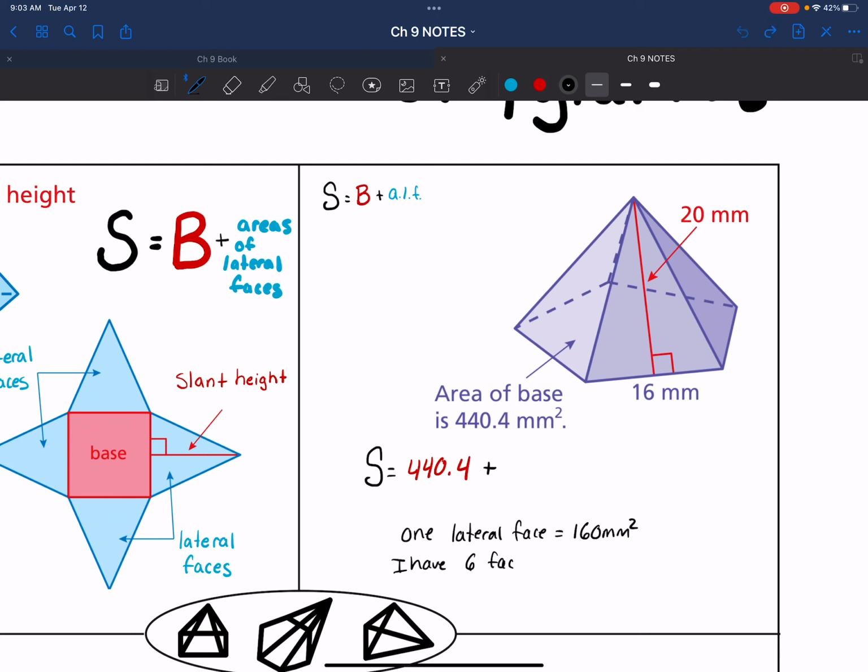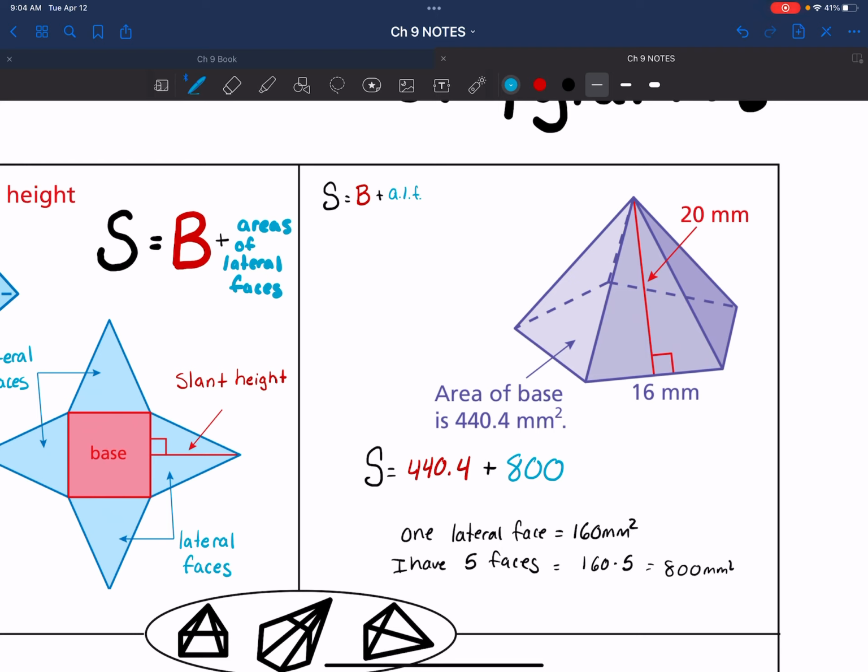I have 6 faces. Remember, or sorry, 5 faces. I've got the one right here, the one right here, the one right here, there's one back there, and there's one back there, right? I have 5 of them. So if I have 5 faces, I need to take 160 times 5. And that would equal 800. Now don't think that's your final answer. That's the ALF. Remember the ALF? That's the area of the lateral faces all together. So I'm going to plug in my ALF, and that's 800.